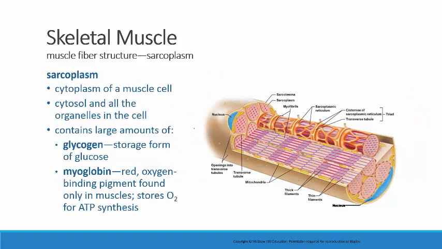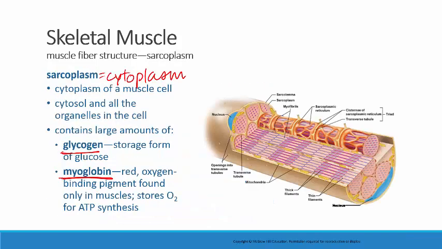Okay, so rather than cytoplasm, a muscle cell has sarcoplasm, and it's the cytosol plus all the organelles that are found inside the cell. Also included in the sarcoplasm are large amounts of glycogen stores. So we have these granules of glycogen, the storage form of glucose, so that there's lots and lots of glucose available to all those ATP-producing mitochondria. There's also a pigment called myoglobin. That should sound a little like hemoglobin. It's a reddish oxygen-binding pigment that is found only in muscles, and it stores lots of oxygen there for ATP synthesis. So thanks to both the glycogen granules and the myoglobin, we have all the stuff that we need to be ready to make lots and lots of ATP.